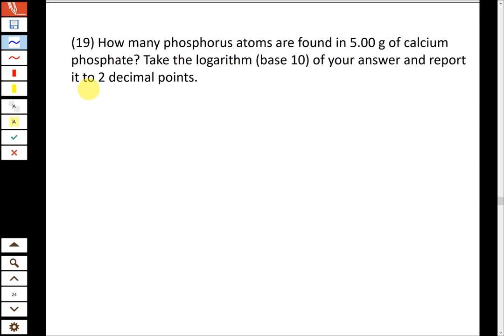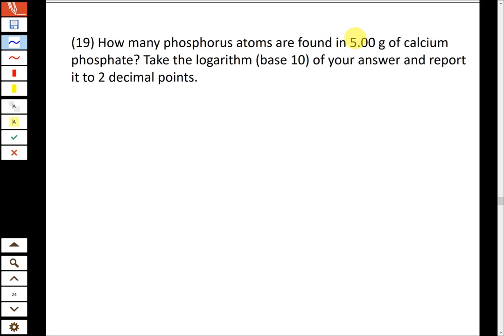All right, so we're getting now into the part of Chapter 5 that deals with mole conversions and things of that sort. And that's what this problem is going to deal with here. We want to know how many phosphorus atoms are found in 5.00 grams of calcium phosphate. In a problem like this, we're giving you a mass of a compound, and we're asking for number of atoms. So we should immediately think, we need to go through moles at some level. And to get mass to moles, we do need to figure out the molar mass of the compound.